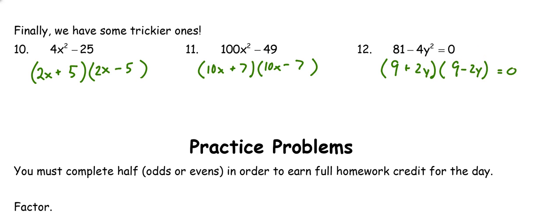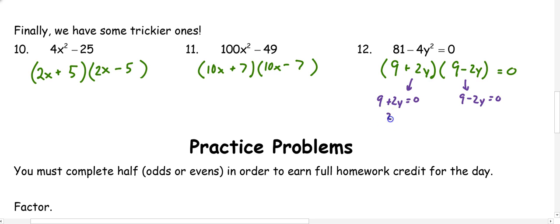Now, because this one's set equal to 0, we need to use the zero product property, which involves a couple more steps this time. So when we set them equal to 0, the first step we need to do is subtract 9. And we get 2y equals negative 9, divide by 2, and we get negative 9 halves. In the second problem, we subtract 9 again and divide by negative 2. So y this time is positive 9 over 2.